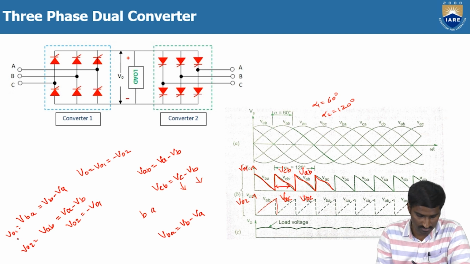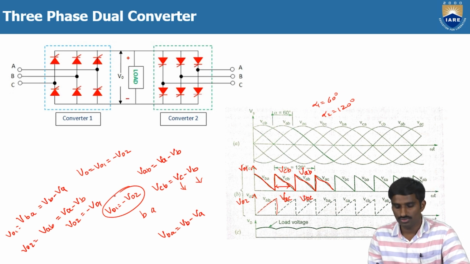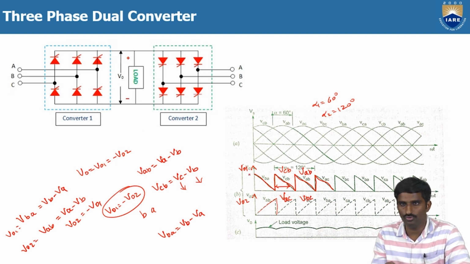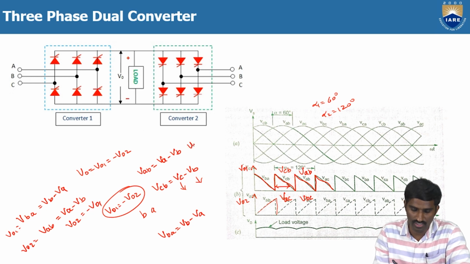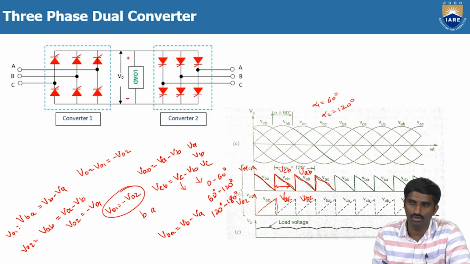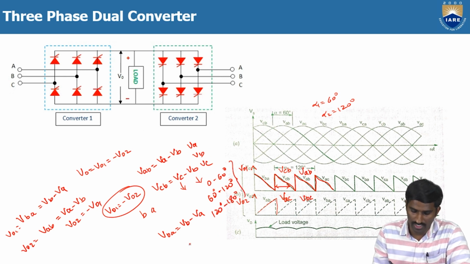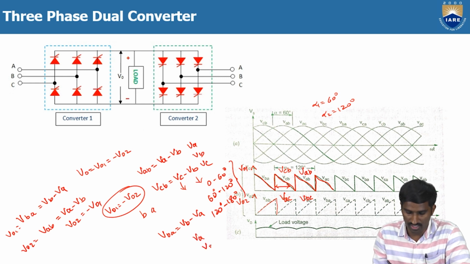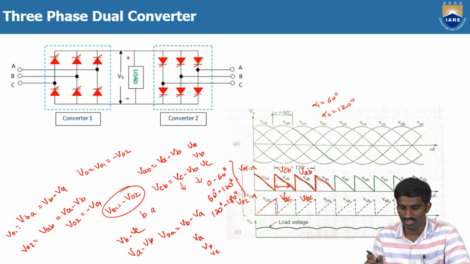The same way, because V01 equals minus V02, if we get one V01 waveform, then we can easily draw V02, because we already know what VA, VB and VC are during 0 to 60 degrees, 60 to 120 degrees, and 120 to 180 degrees. We know the equations for VA, VB and VC. Then here VBA means VB minus VA for 0 to 60, and VAB means VA minus VB. Something like that we can draw.